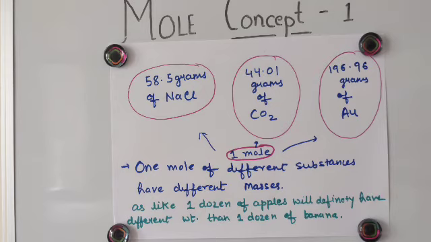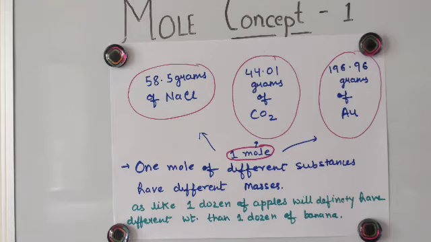So what we can say is that 58.5 grams of NaCl makes 1 mole, 44.01 grams of carbon dioxide makes 1 mole, 196.96 grams of gold will make 1 mole. Now you will give me 196.9 grams of gold, then I will have 1 mole of gold. It's a new unit for jewelers, right?